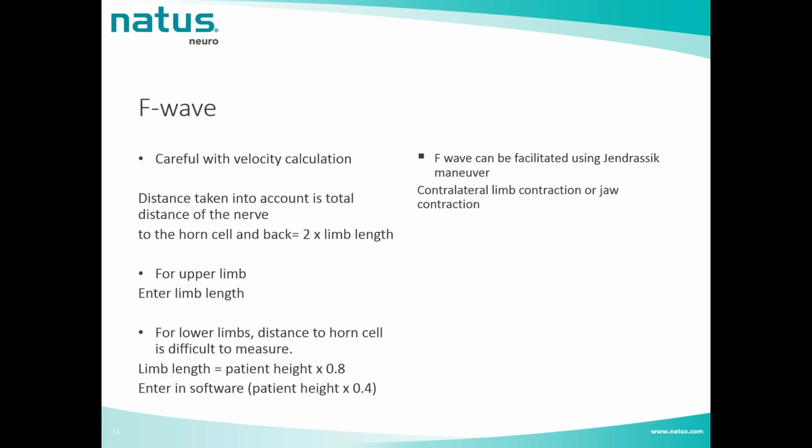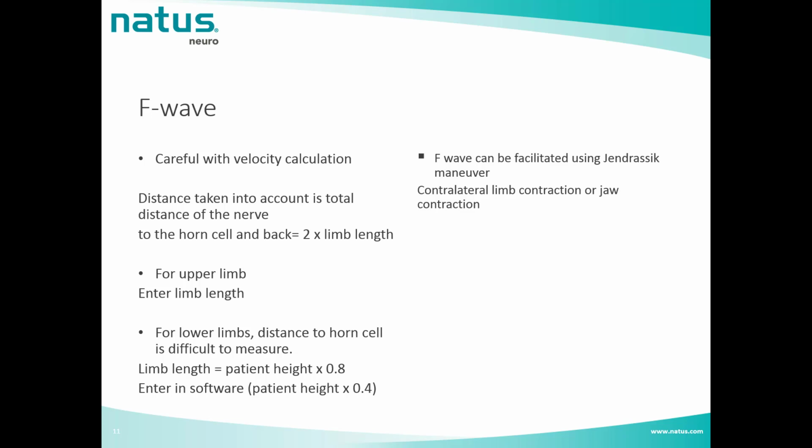About the velocity, we need to be extremely careful how we calculate the velocity. In the case of velocity, we want to have the nerve velocity between the site of stimulation and the spinal cord. So basically, the distance that we take into account as a user is the distance from the stimulation site to the spinal cord and back from the spinal cord to the stimulation site. So basically it's 2 times the limb length.